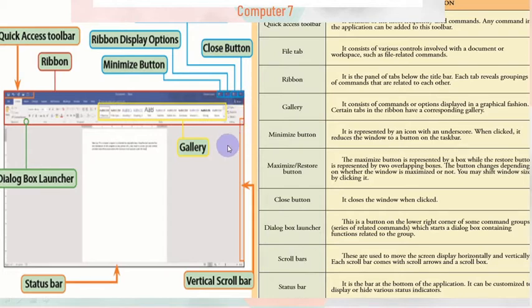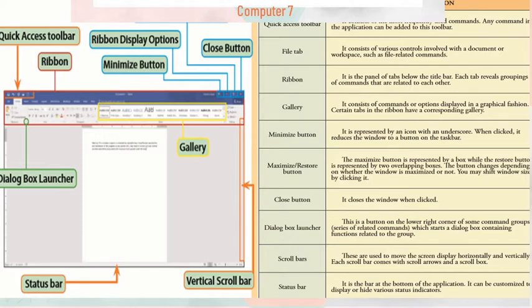For the dialog box launcher, we have here the clipboard. This is the button on the lower right corner of some command groups, the series of related commands, which starts a dialog box containing functions related to the group. For example, the clipboard.